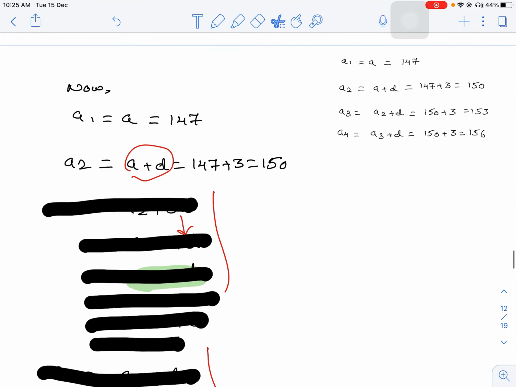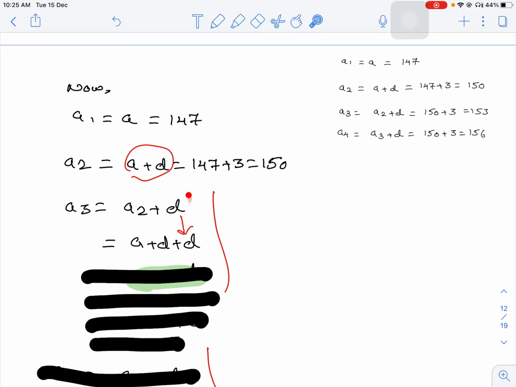Then now let us see how to get A3. Here A3, as per our regular procedure, we write as A2 plus D. Now instead of this A2, we know that A2 can be written as A plus D. So in the next step, this D as it is we have written here, and instead of this A2 we can write its value, that is A plus D. So now we get A plus D plus D, that is nothing but A plus 2D. Now A3 we have written as A plus 2D.